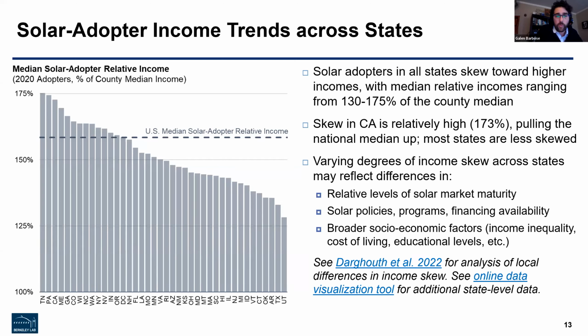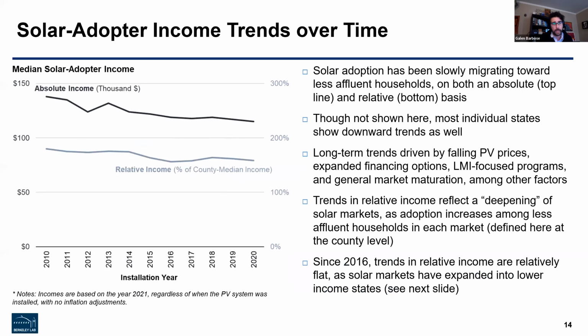More generally, the reason why these income bias levels can differ across states might relate to solar market maturity levels, what kinds of solar policies and programs are in place. Naeem and others on our team here recently published a paper in Environmental Research Letters that explored some of the factors that drive differences in income bias across locations, and explored a number of different socioeconomic factors, such as general income inequality and cost of living differences across regions. So those are all potential drivers here.